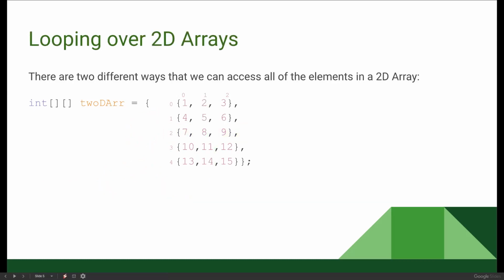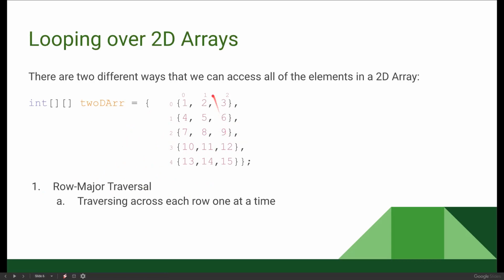Now, there are two different ways we can go about accessing all of the elements in a 2D array, two different orders we can go. So we can either use a row major traversal, where we go through each row one at a time. So if I were to read the entirety of this 2D array with a row major traversal, my order would be 1, 2, 3, 4, 5, 6, 7, 8, 9, 10, 11, 12, 13, 14, 15. So we're just going across the rows and then going down the rows one by one.